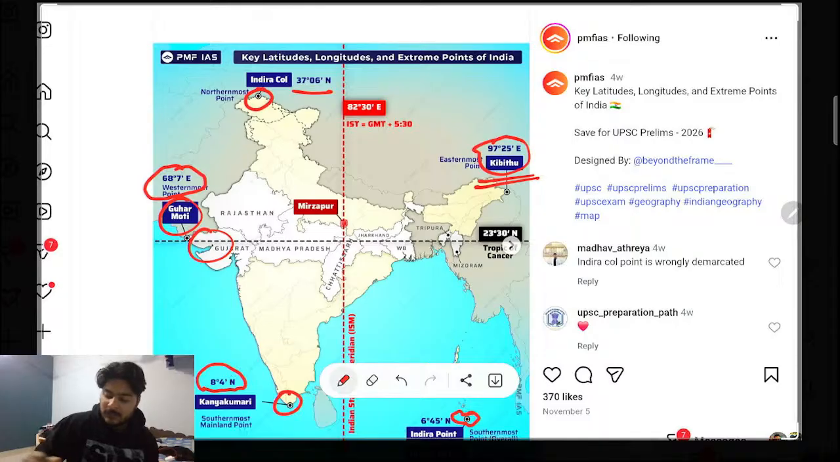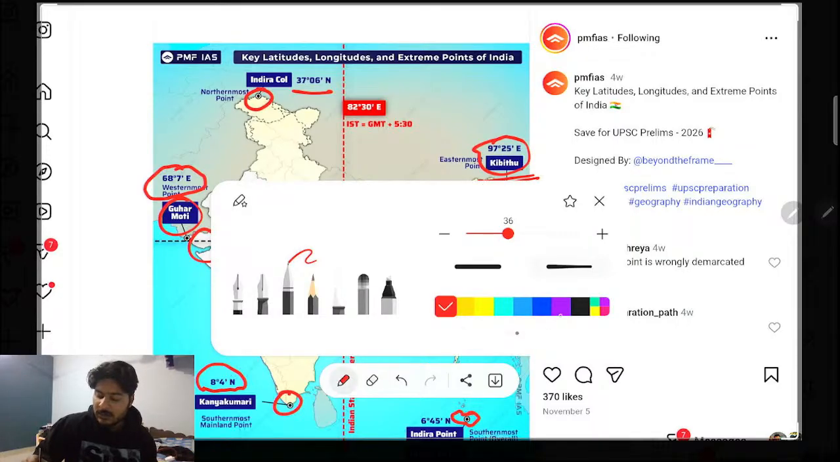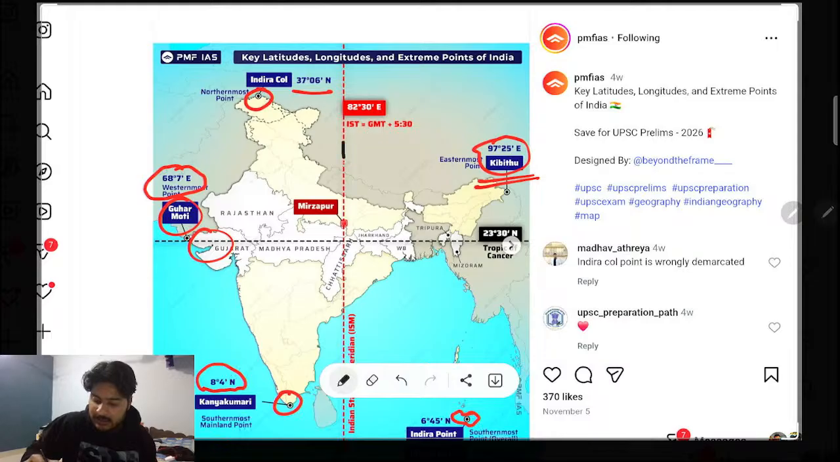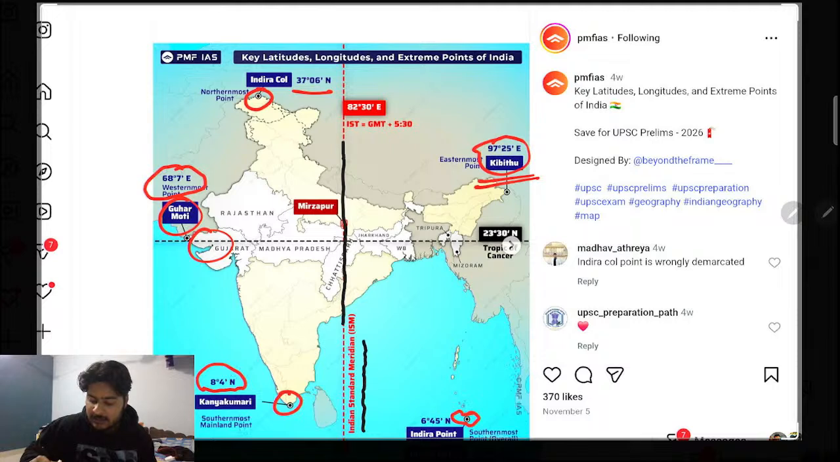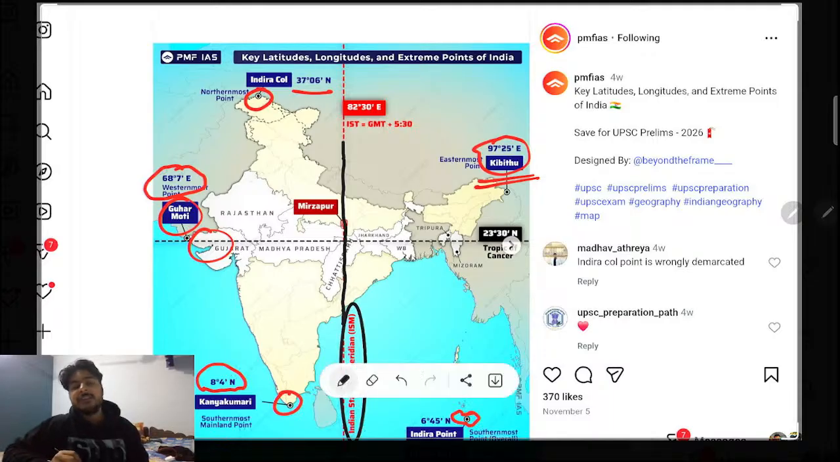And apart from that, there's one more line. What is this line? This is the Indian Standard Time, or Indian Standard Meridian. This is the overall longitude that we take as a reference for the measurement of time in the context of India. If we want to take the time of India, we'll take this line.